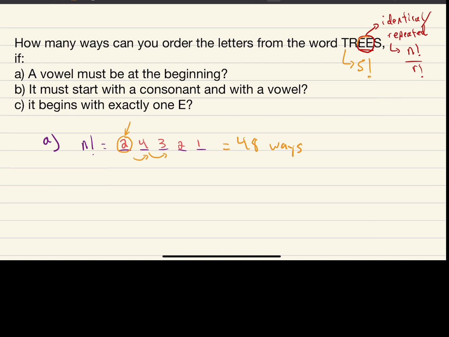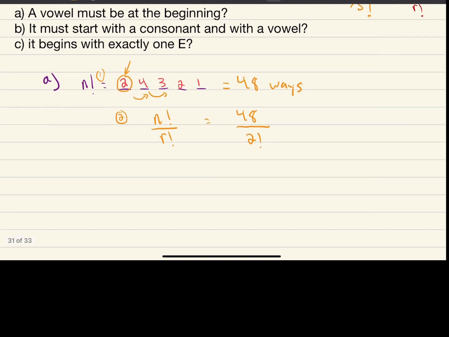However, the E over here is repeated. So that means we have to use this formula, n factorial over r factorial, and this would be a step 2 kind of question. In this case, it'd be 48 divided by 2 factorial, since the E's repeat twice. And so the final answer over here would be 24 ways.